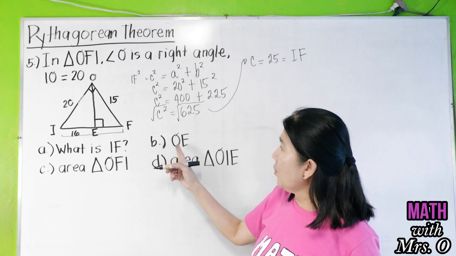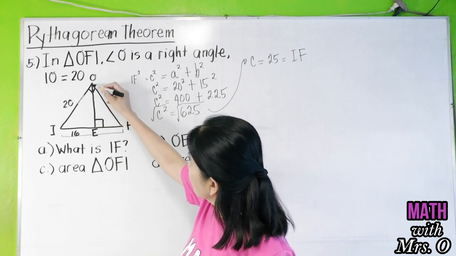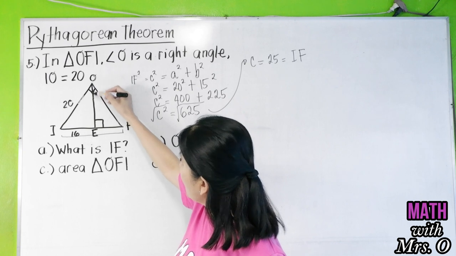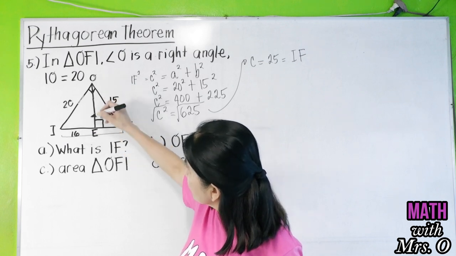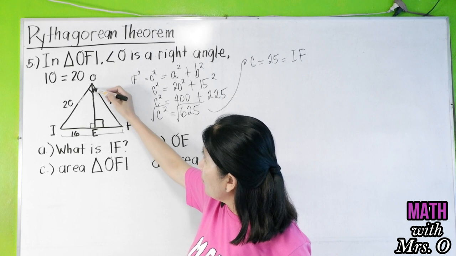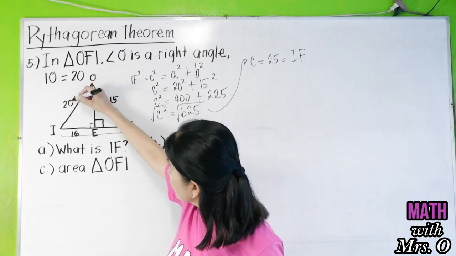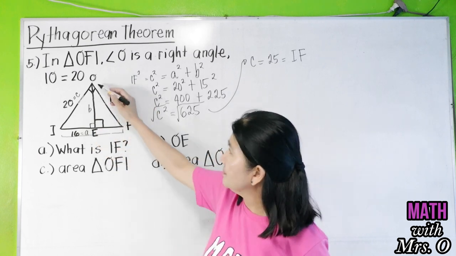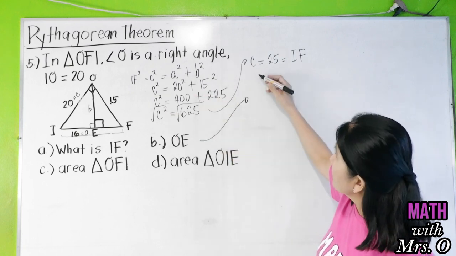We move on to letter B. OE. What is OE? OE here is the altitude of triangle OFI, and it is one side of triangle OEI. Did you notice that? So, since you have a right triangle here, let me put the right triangle sign there so it's easier for you. Since we have a right triangle OEI, the two sides are already given. The hypotenuse is equal to 20, which is C, and we let this be A, so B is unknown for triangle OEI. So let's use the Pythagorean theorem again.